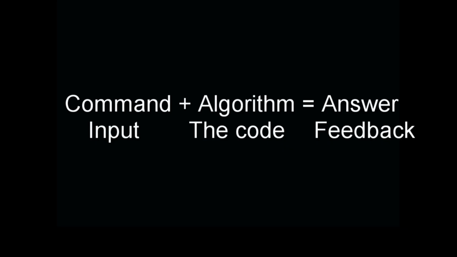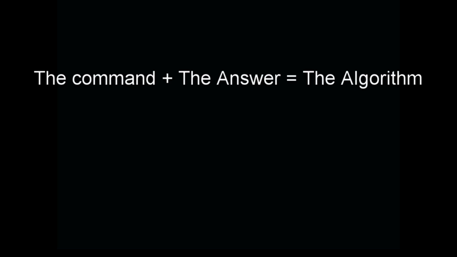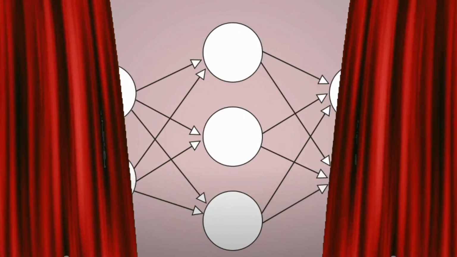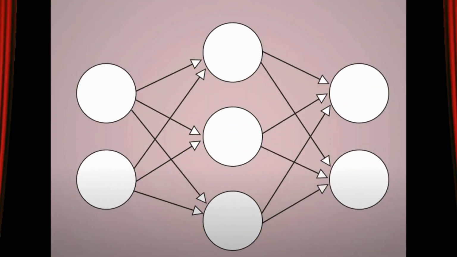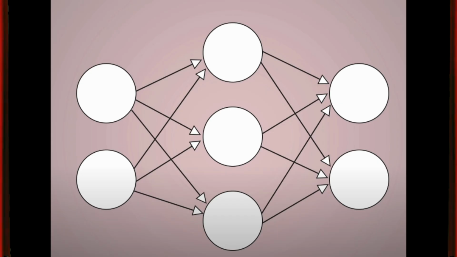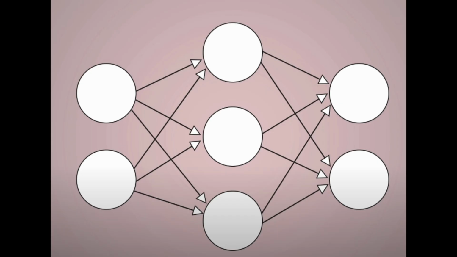You can do the same thing, but opposite. Let me explain. The command plus the answer can sometimes give you the algorithm, kinda. It's more like the variables than the algorithm, but I present to you... I don't know what you expected. This is what a neural network looks like. It's a bunch of lines and circles. I don't know what you think it is.